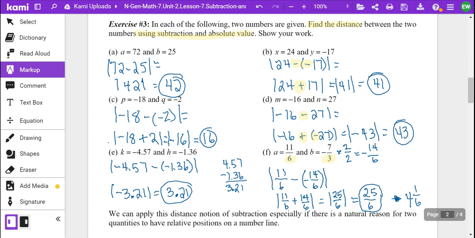Same with E. Oh, so here's something with E. E took me a second. So I'm down here at E. I was like, negative 4.57 minus negative 1.36. I was like, oh, I can just do that subtraction and make sure that it's negative, right? I can just subtract that and make sure it's negative. So both of these numbers are negative. So all I did was the decimal subtraction over here, which you guys are pretty good at, not gonna lie. And I made sure I kept it negative. So I have 3.21, 3 and 21 hundredths.